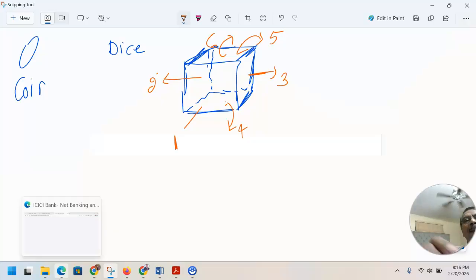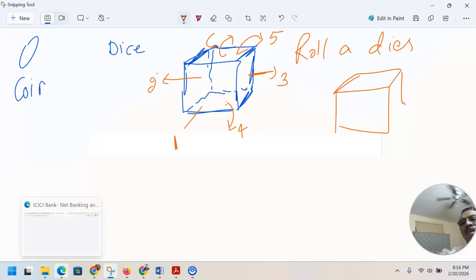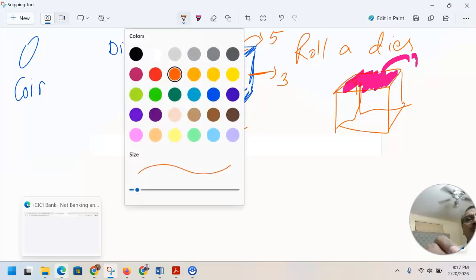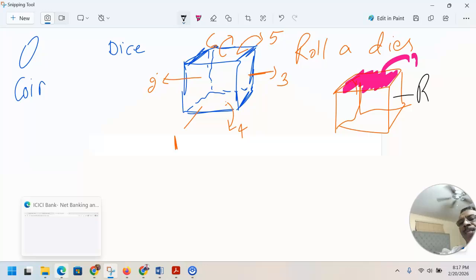So these are all. The question is, when you roll the die, they always use the word roll a die. So what shows up on top? What shows up here? This is the thing we need to know. Now, what are our outcomes? What are the possibilities? This is called a random experiment.